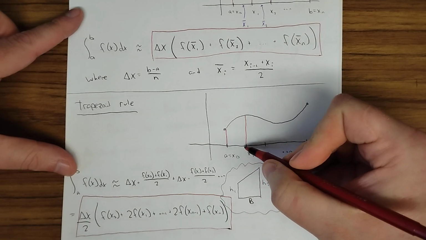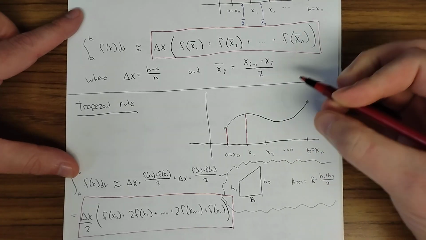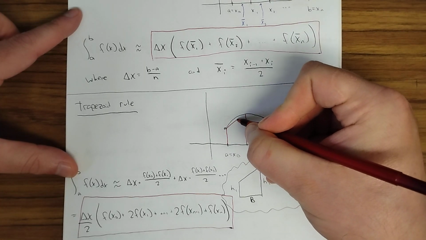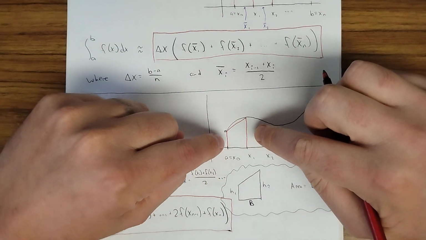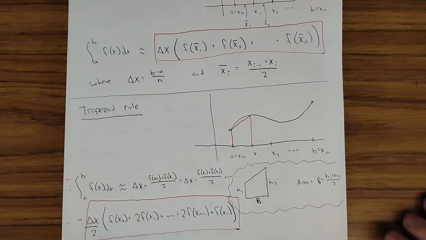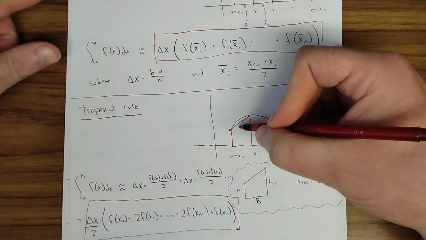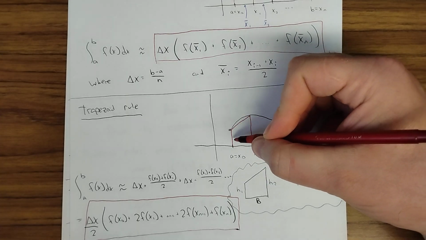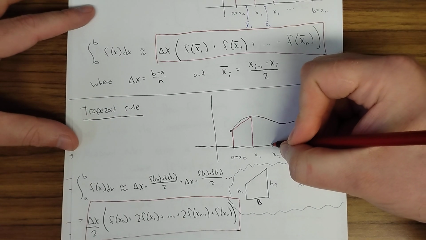More precisely, for my first subinterval, I draw a line straight up from the left endpoint, a line straight up from the right endpoint, and this is my trapezoid. A trapezoid is a shape that has two parallel sides. The other two sides need not be parallel. So this is the shape that I'm going to use to approximate the area for this first subinterval. And then I just keep doing that.